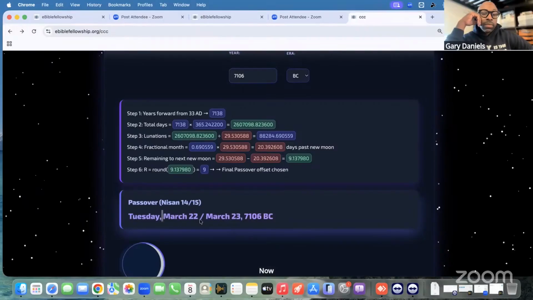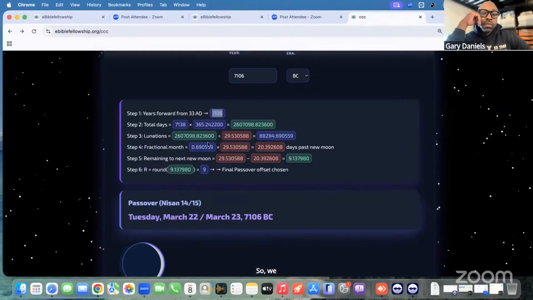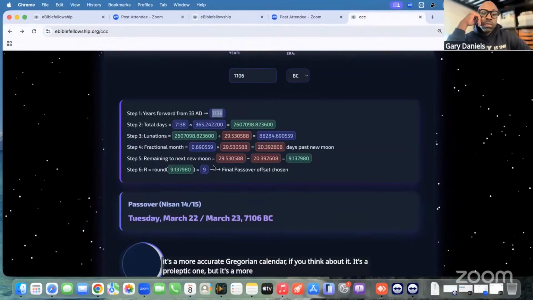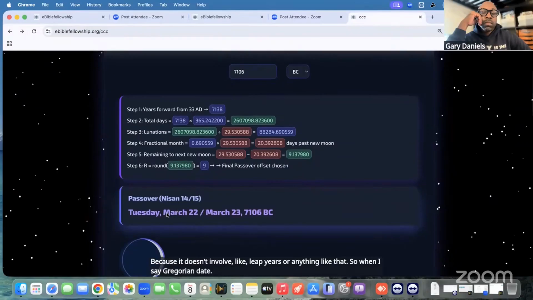Now, if we try to walk our Gregorian calendar back, that doesn't mean we're going to land on this date, because that's a long time to backtrack. It's 7,138 years from the cross to go back towards Enoch's birth. So we're basically just tying our Gregorian calendar to a more accurate one. It's a proleptic one, but it's more accurate because it doesn't involve leap years or anything like that.